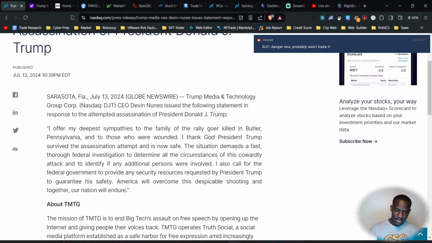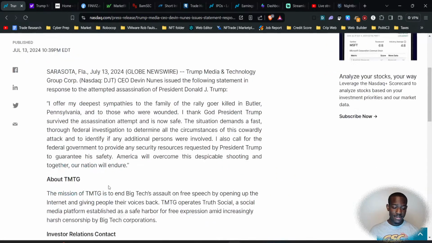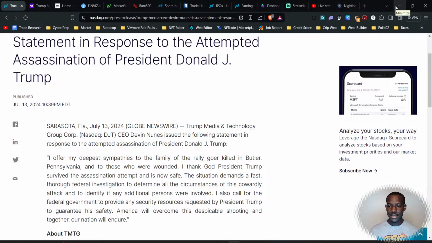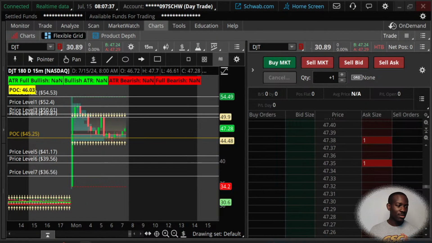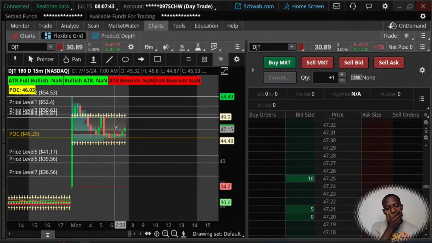The situation demands a fast, thorough federal investigation to determine all the circumstances of this cowardly attack and to identify if any additional persons were involved. I also call for the federal government to provide any security resources requested by President Trump to guarantee his safety. America will overcome this despicable shooting, and together our nation will endure. And that's it. That was enough, with what people saw on the news, to put some gas behind this one.